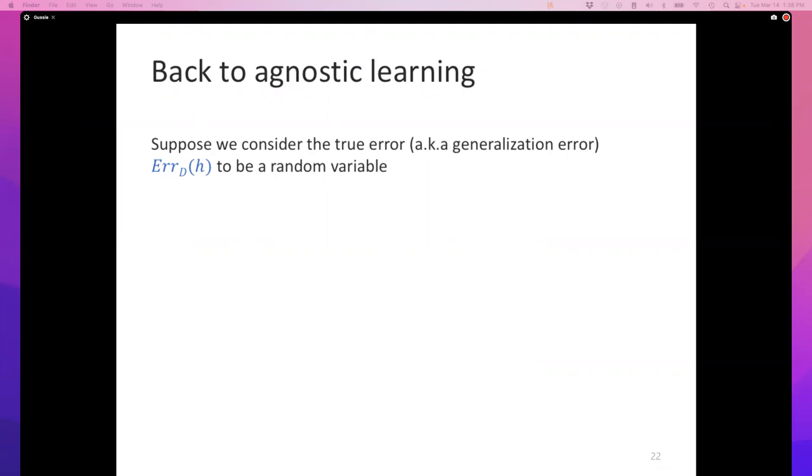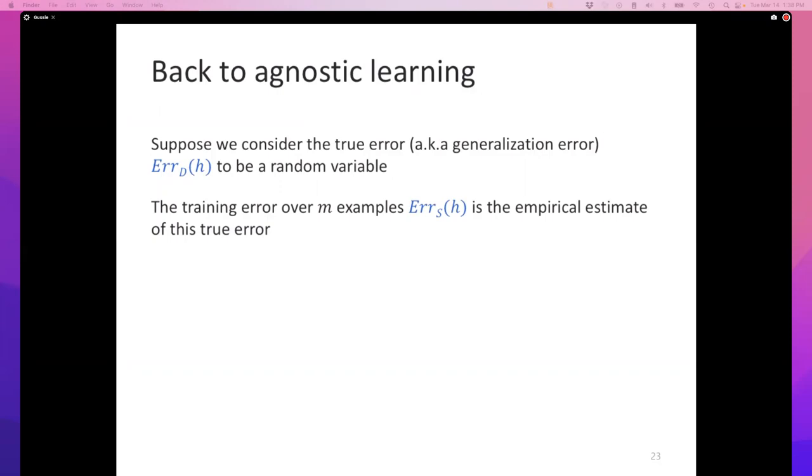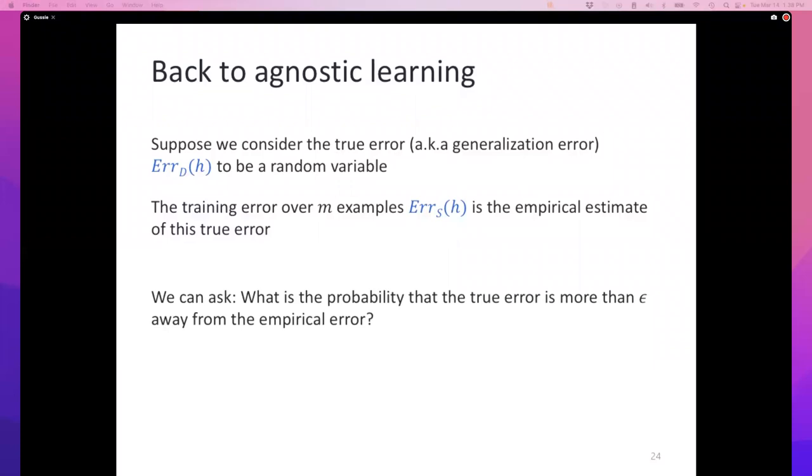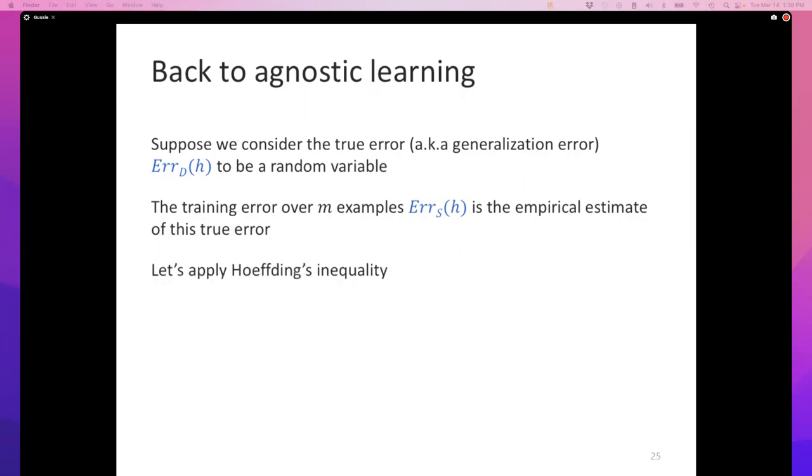So let's go back to agnostic learning. The random variable of interest here is the generalization error of the classifier. This is what I call error D of some classifier H. This is the quantity that we do not know, but we would like to estimate somehow. We'd like to see how fast the training error is going to look like the generalization error. The training error is something that we can calculate. The training error is simply the error of the classifier on the training data. And because the training data is chosen IID from the population, the training error is an unbiased empirical estimate of the generalization error. So then I can ask, what's the probability that the training error is more than epsilon away from the generalization error? That's the game that we're going to play. And we can directly apply Hoeffding's inequality here. So let's do that.